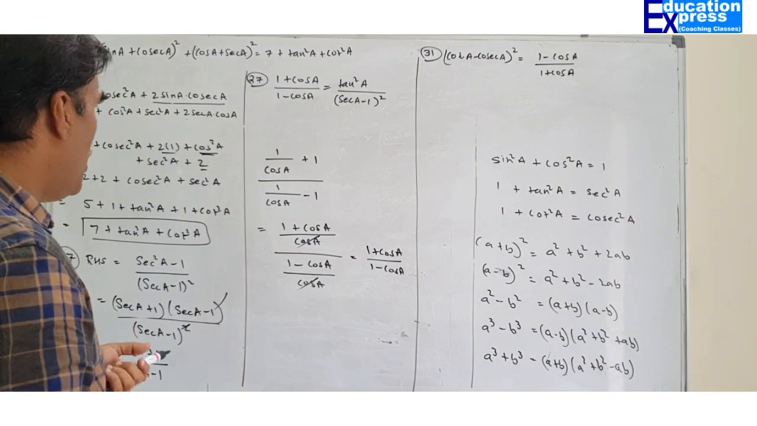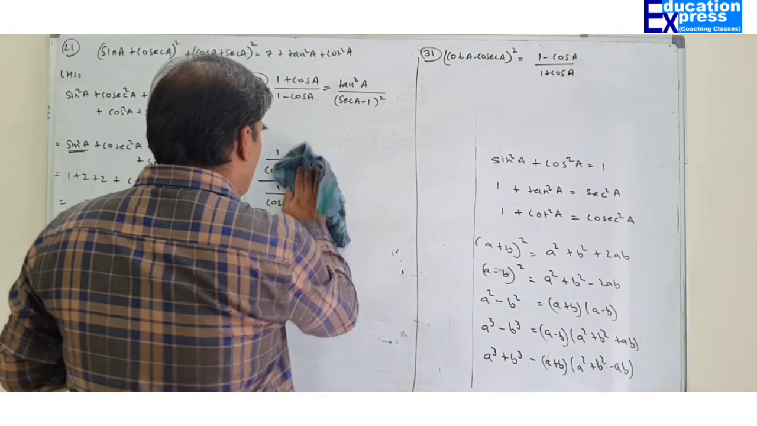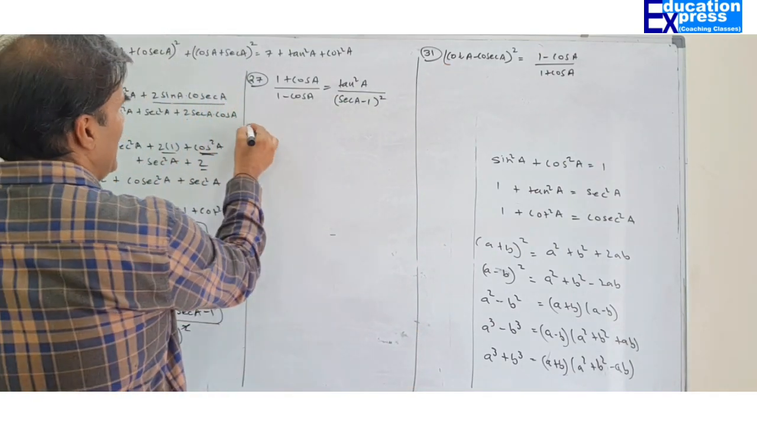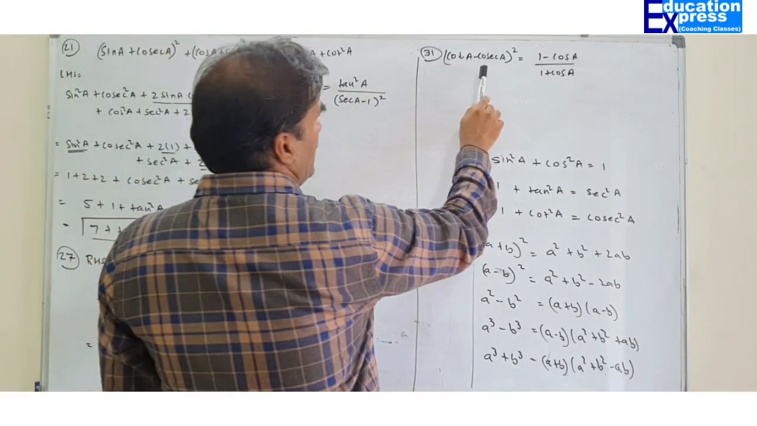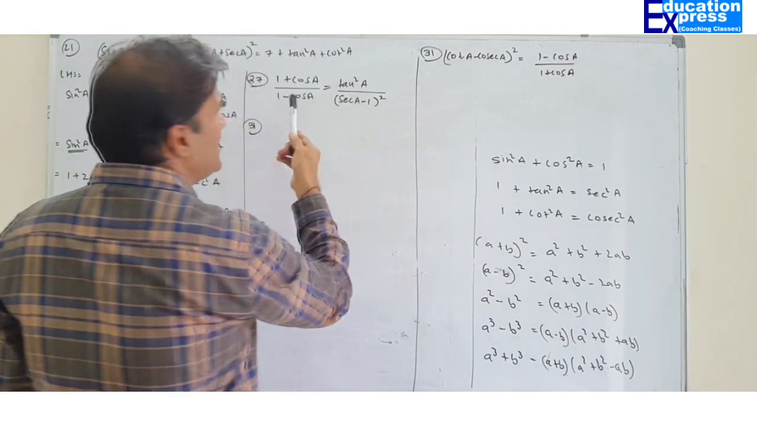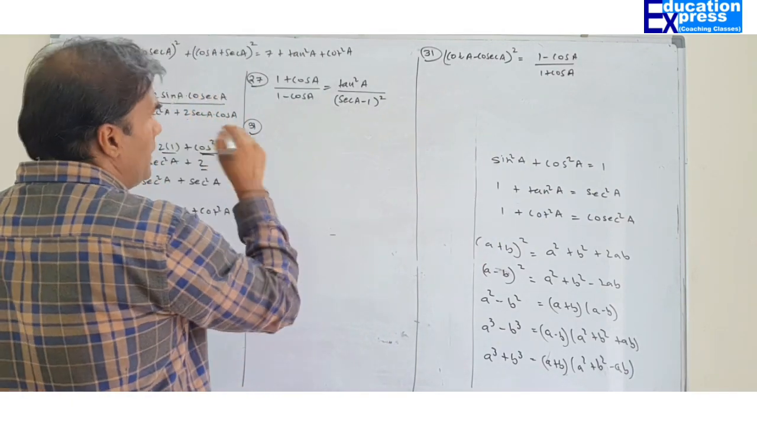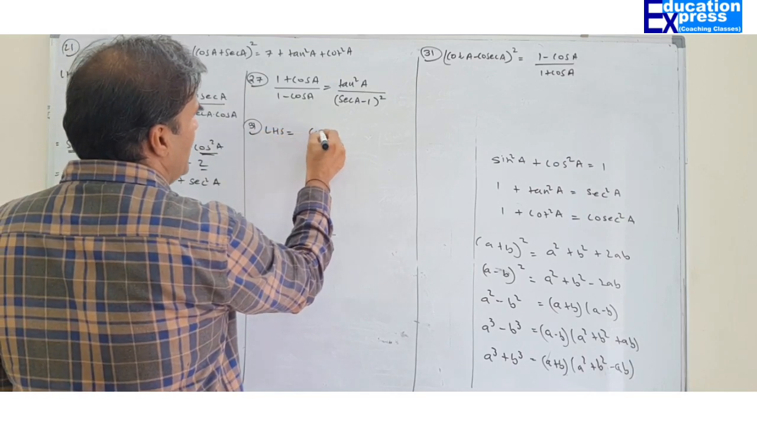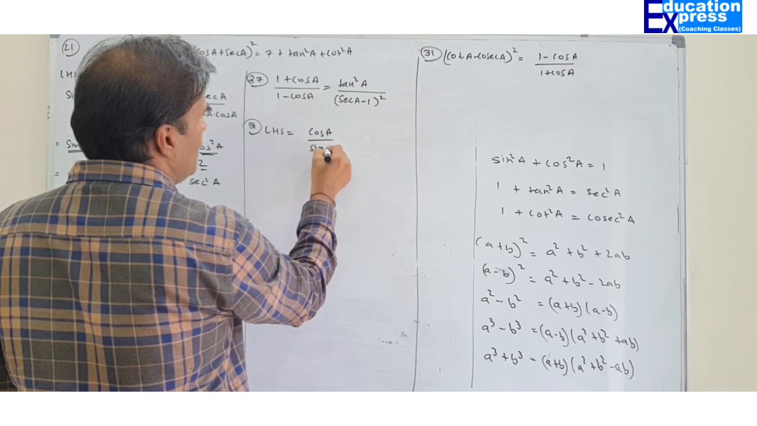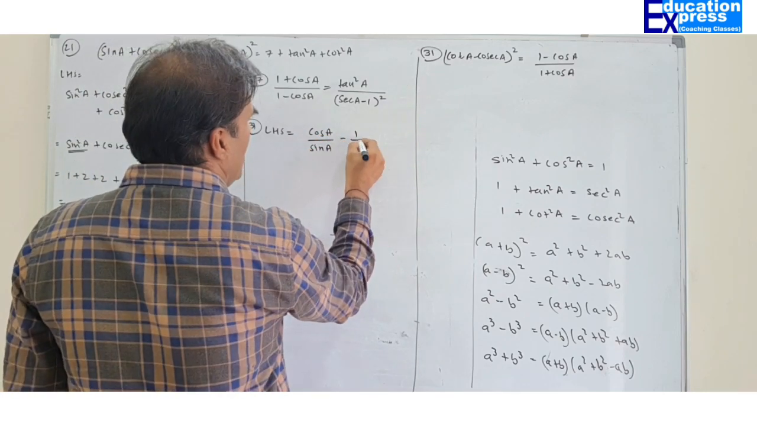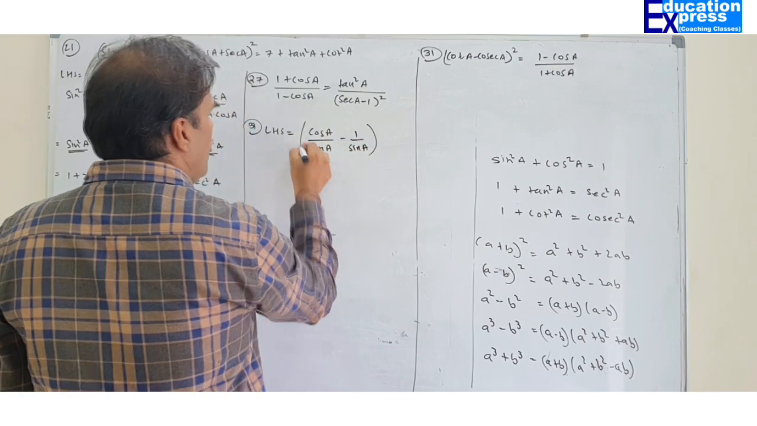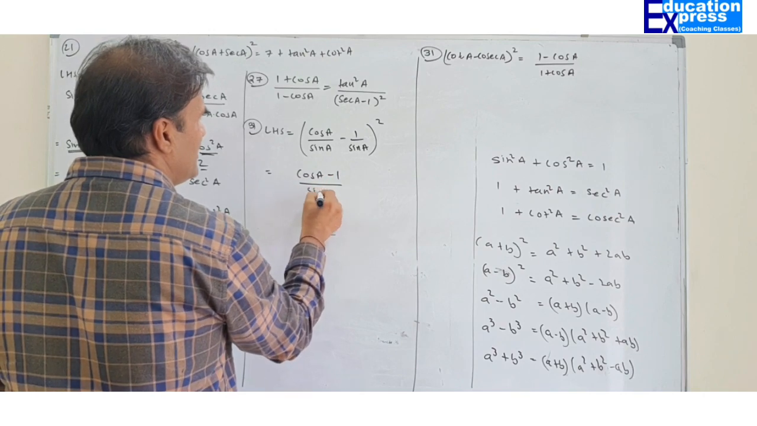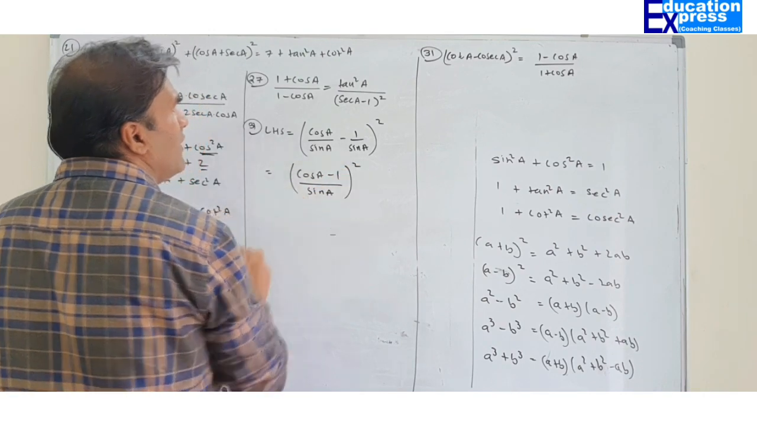Alright, let's move on to the next question, that is question number 31. I have already listed question number 31 here at the top. What it says, sir, I have to prove this, more or less the same type of question, cot A. So we'll start with LHS. Cot A can be written as cos A upon sin A minus 1 upon sin A, the whole square. So this is nothing but cos A minus 1 upon sin A, the whole square.